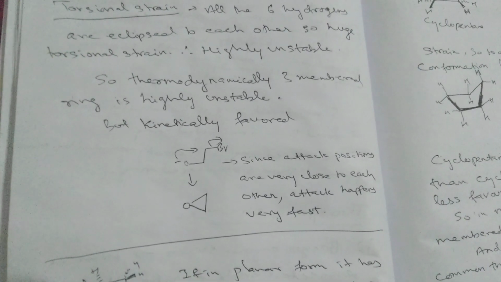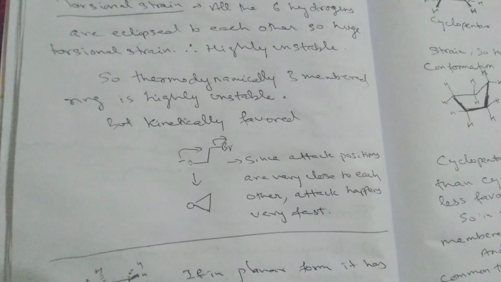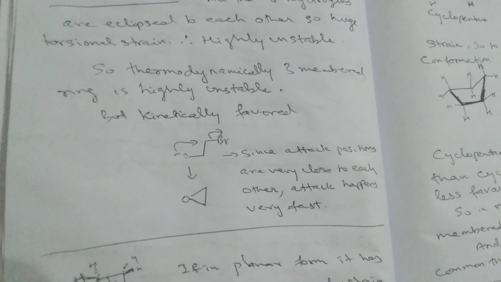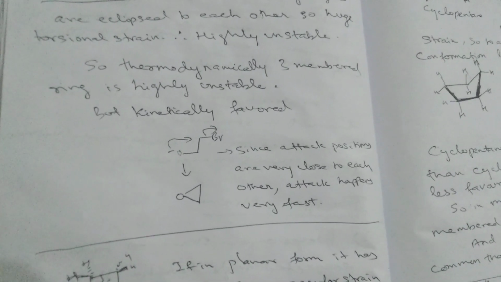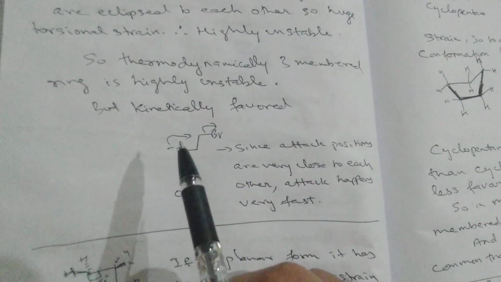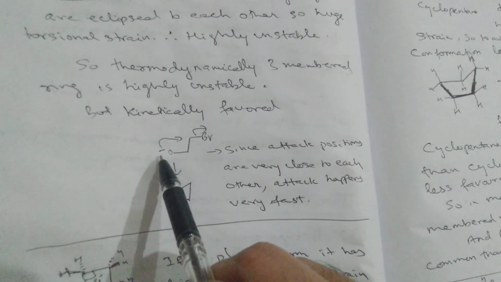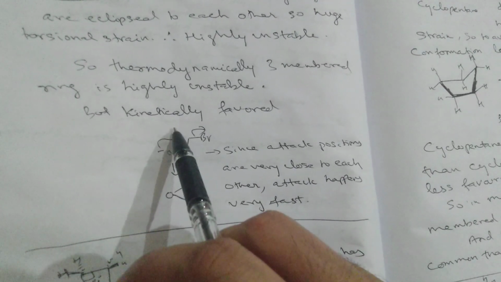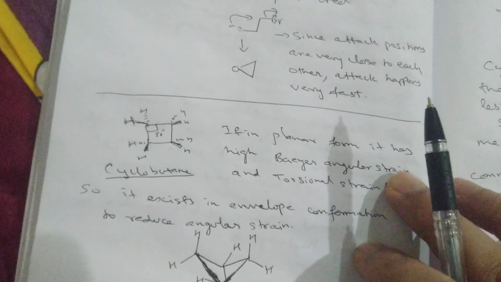A 3-membered ring is quite kinetically favored, especially when you do synthetic organic chemistry. You have to know this. You can easily form a 3-membered ring; though it will not be very stable, it forms very fast. For example, if you have an OH, you put some base, it becomes O minus Na plus, and then it attacks the bromine, and very fast it happens. Therefore it is kinetically favored.